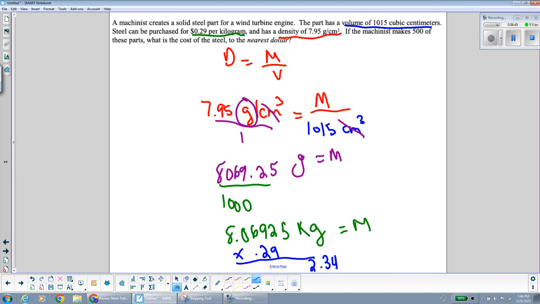I got 2.34 approximately. And it does say that we're making 500 of these parts, so we are going to multiply by 500. So if I multiply by 500 on my calculator, my answer is a cost to the nearest dollar, so that's the nearest whole dollar with no cents. I got approximately $1,170. So very important that you write out the units. Otherwise, you won't be able to see that you need to do a conversion if you need to do one.